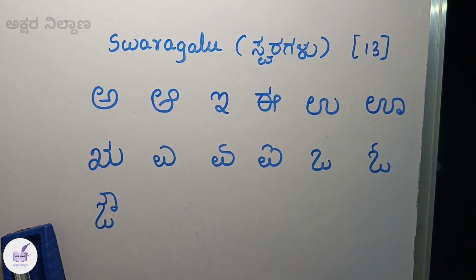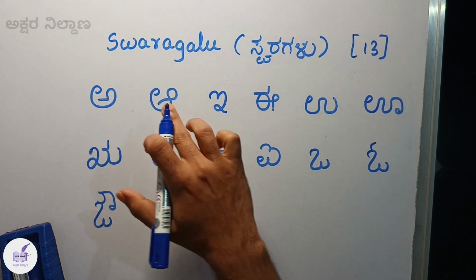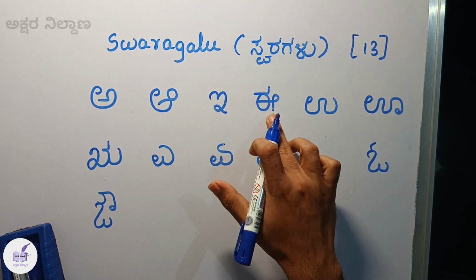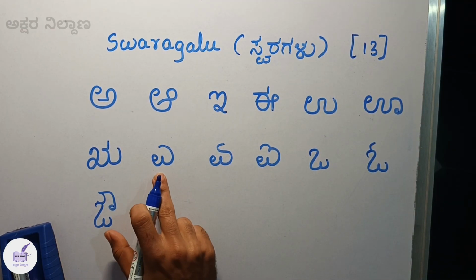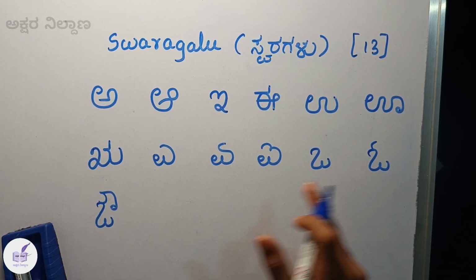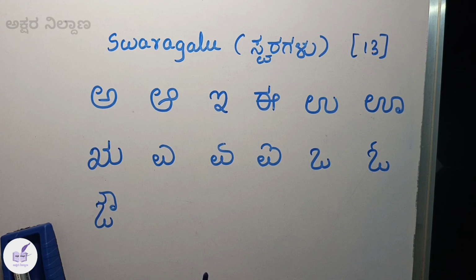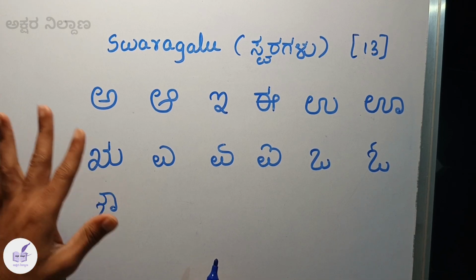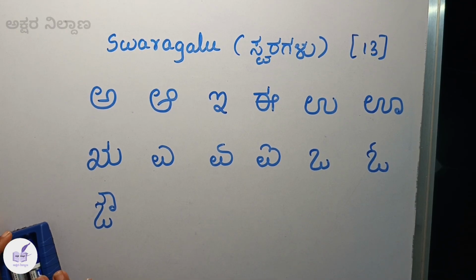Okay, I'm going to read them once again. A, E, U, Ru, Ye, I, O, Ow. So you can see here 13 different vowels. You have 2 separate groups based on the pronunciation. I'm going to tell you about them now.